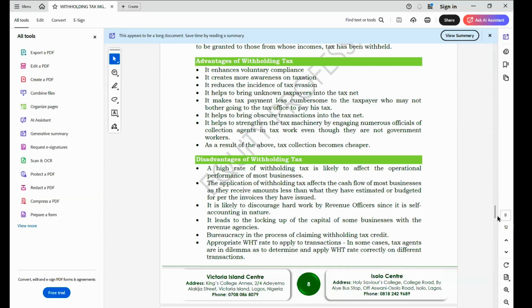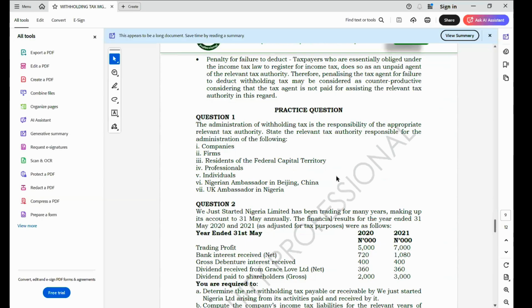Another disadvantage is the appropriate withholding tax rate to apply. In some cases, tax agents are in a dilemma. They don't know what rates to adopt for each category of transaction. So it's also a major problem. Then there is the penalty for failure to deduct. Some taxpayers don't have the knowledge that if they fail to deduct withholding tax, they will be liable to a penalty. So those are some of the advantages and disadvantages of withholding tax. Any question?